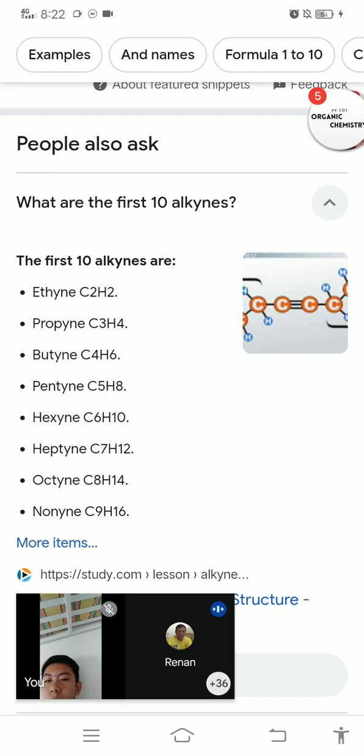Di ba? In other words, in terms of the name, the ending of alkane is A-N-E. The ending for alkene is E-N-E. The ending for alkyne is Y-N-E. Am I there? Are we connected? Natatandaan nyo yon? And each of them has their own general formula to follow. Okay? So pinaka-basic lang yun eh.